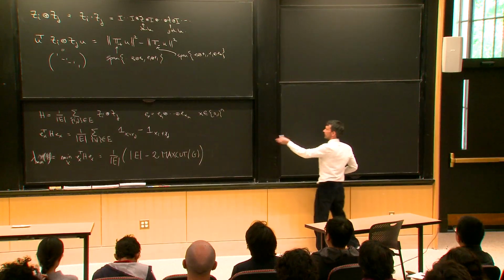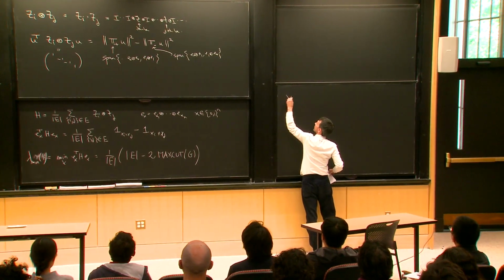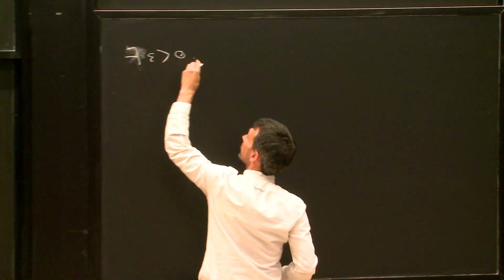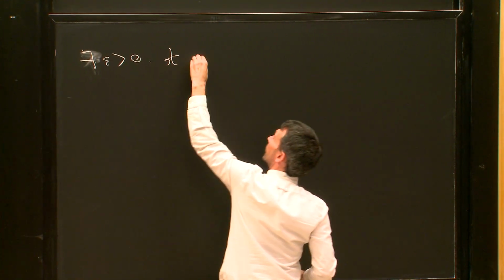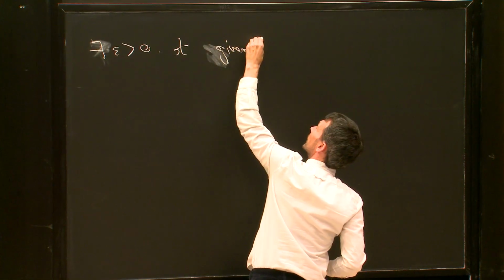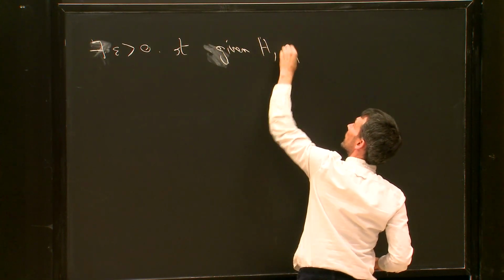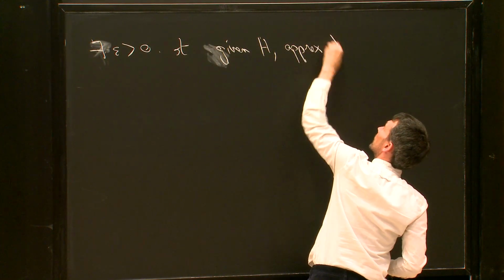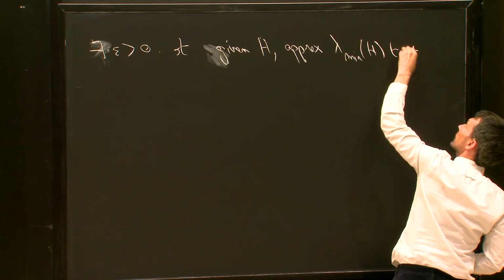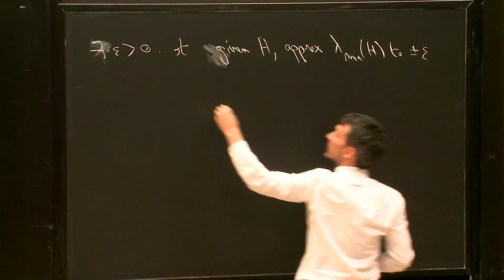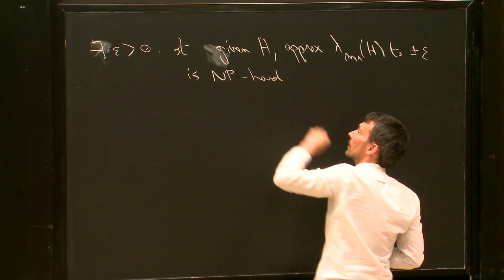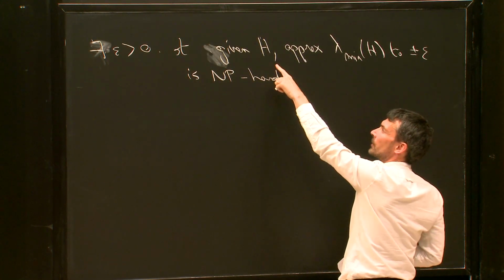get the following corollary, which is that for every epsilon, there exists epsilon positive, such that, given H, approximating the smallest eigenvalue of H to, let's say, additive plus or minus epsilon is NP hard. Okay, here I haven't been very clear what I mean by given H.